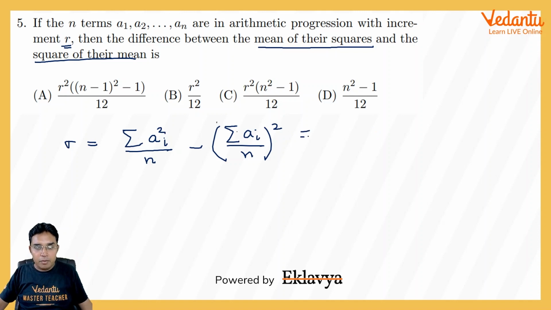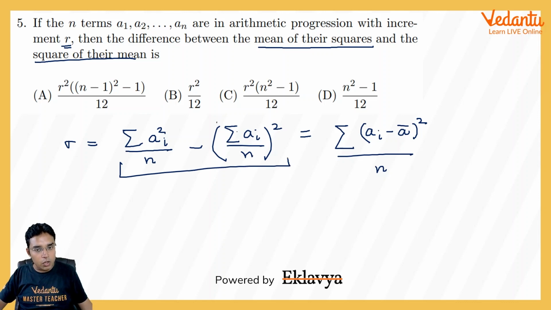In fact, in the beginning we defined this variance as sigma of (ai minus a bar) square upon n, where a bar means the mean of the data. So it can be proved that this expression and this expression are both equal. It is just simple. You just have to open this bracket. It can be proved. Now, because of this, there is one very important property: if you decrease or increase your data by the same number, your variance doesn't change.